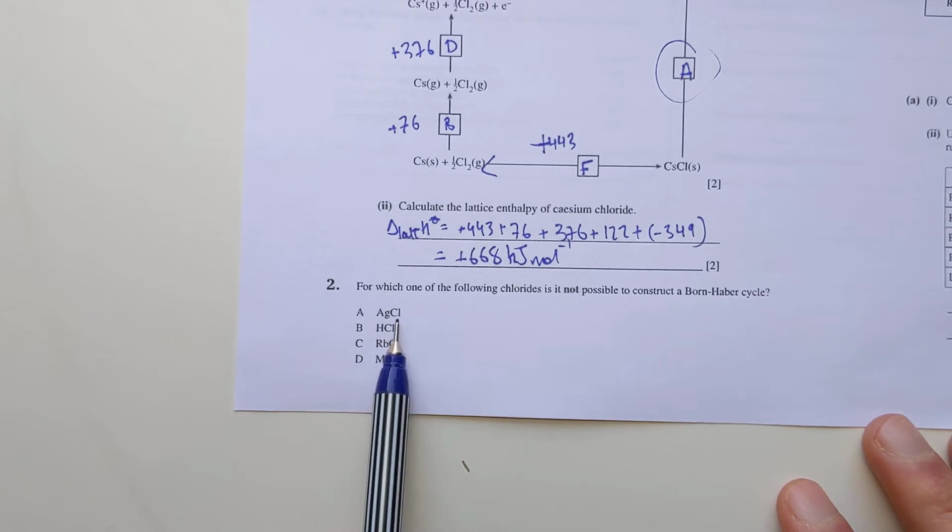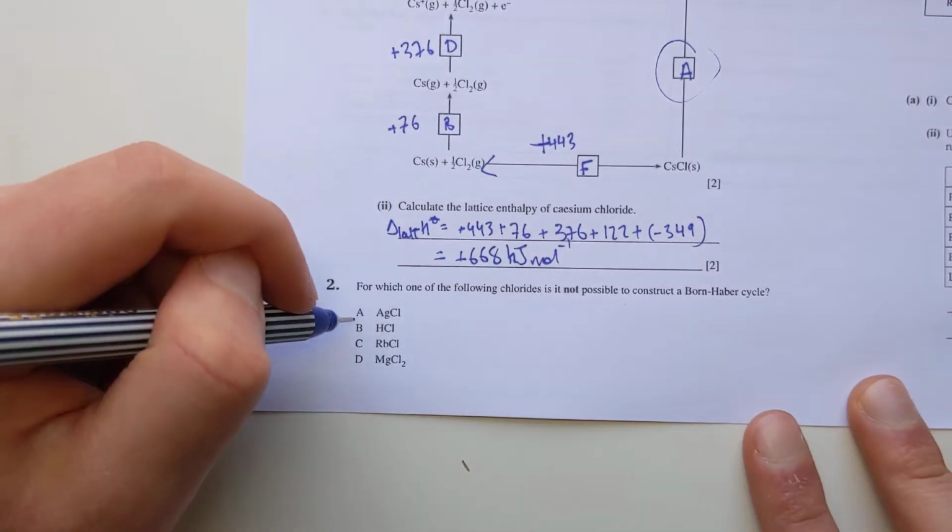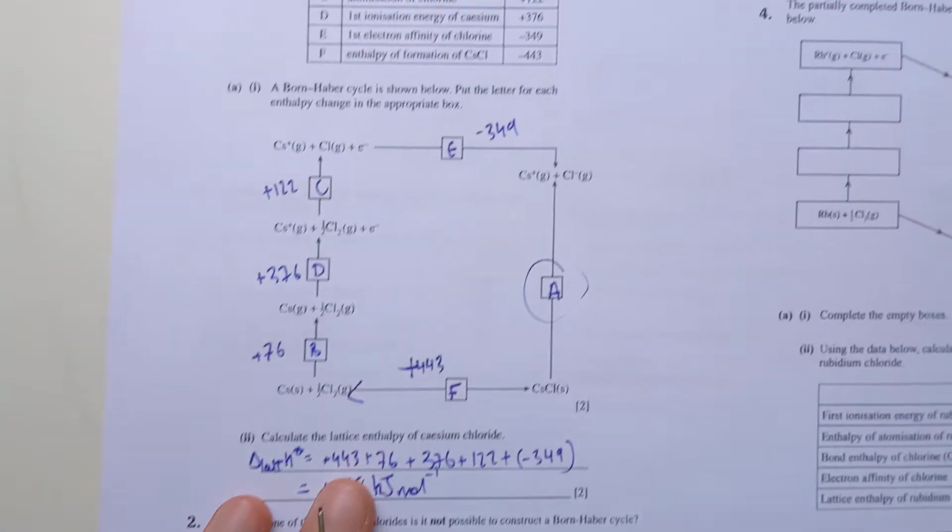Silver chloride is metal non-metal, rubidium chloride is metal non-metal, magnesium chloride is metal non-metal, HCl is 2 non-metals bonded together. That's a polar covalent bond, it's individual molecules, not a lattice, therefore we can't construct a Born-Haber cycle.